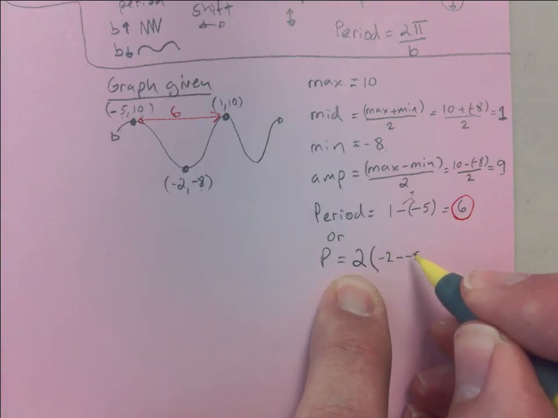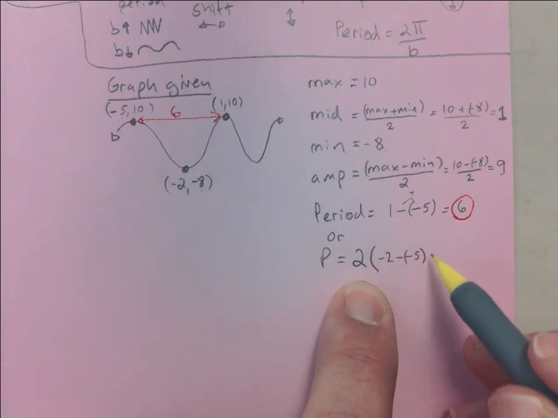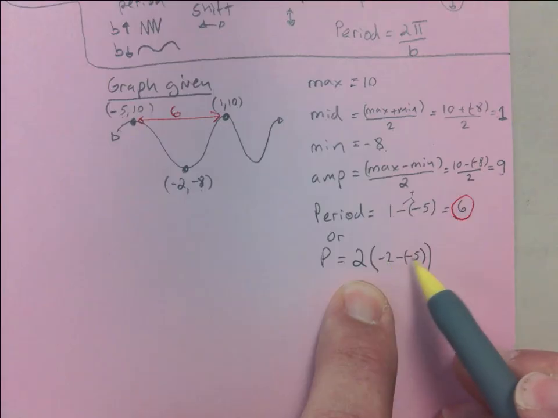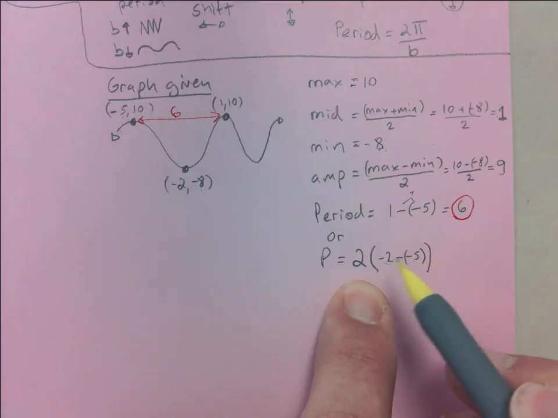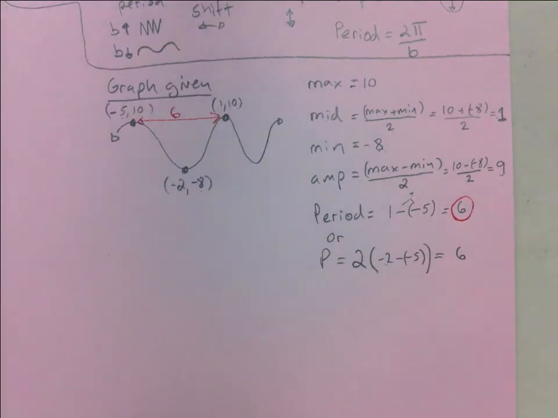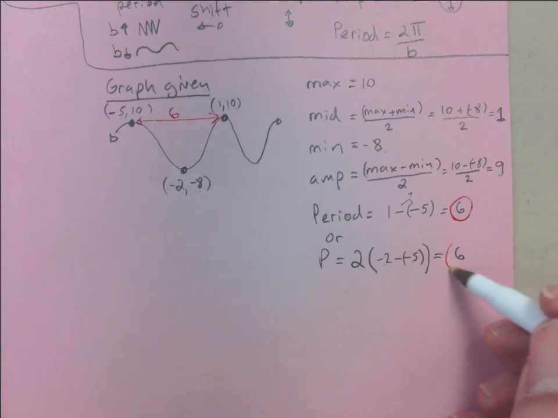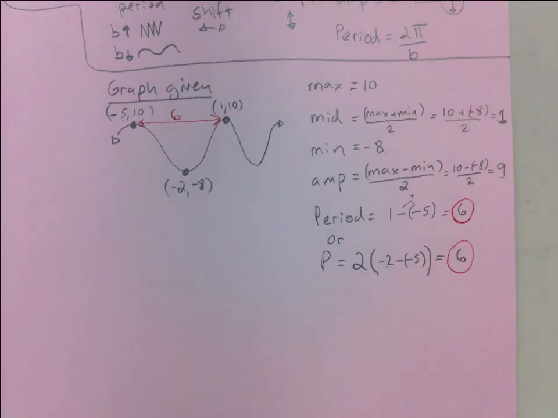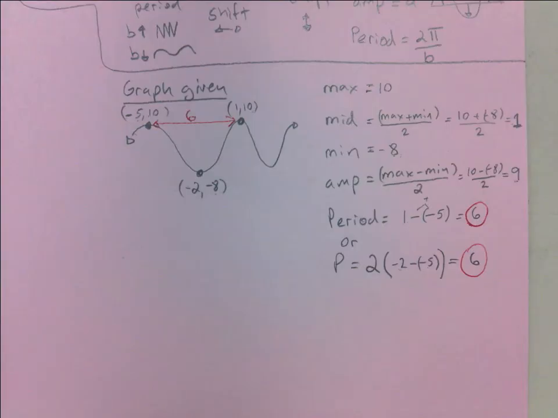-2 minus -5. Negative 2 plus 5, that's actually 3. 3 times 2 is 6. So regardless of whether you see half of the picture or the full picture, you should still be able to get the period out of that. Okay.